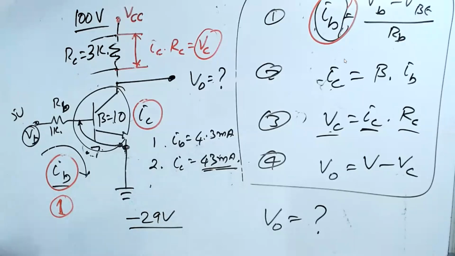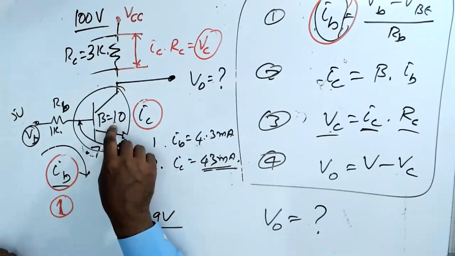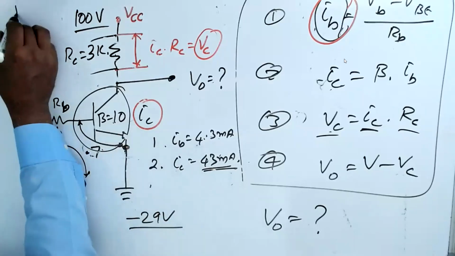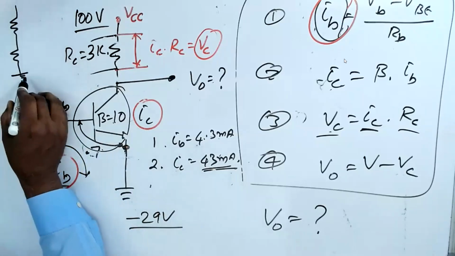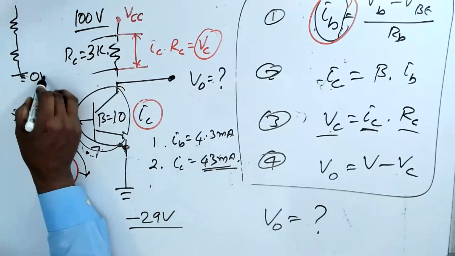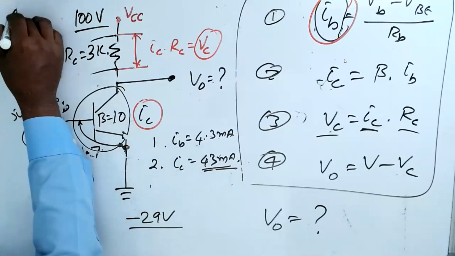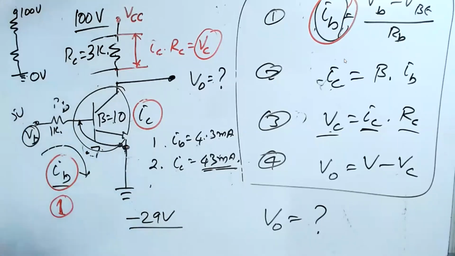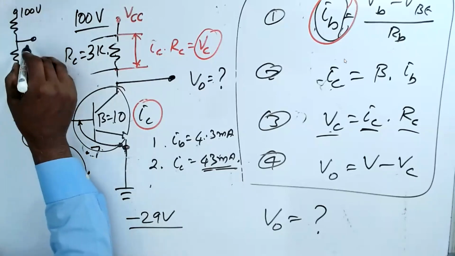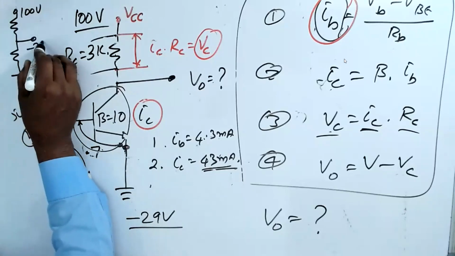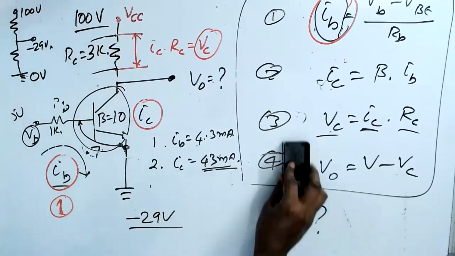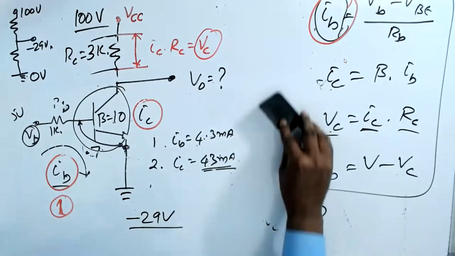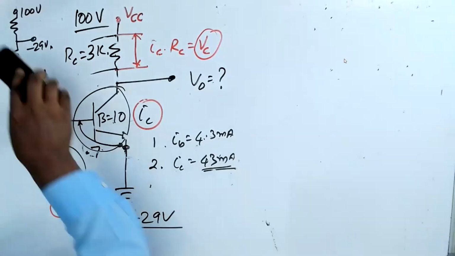I remember I told you the transistor is a resistor. That means we connect two resistors now. And here is ground, this is 0 volt, and this is 100 volt. And you say this is minus 29 volt. Do you understand that? Let me erase this. I'll write the equation slightly smaller, so I'll draw it bigger.